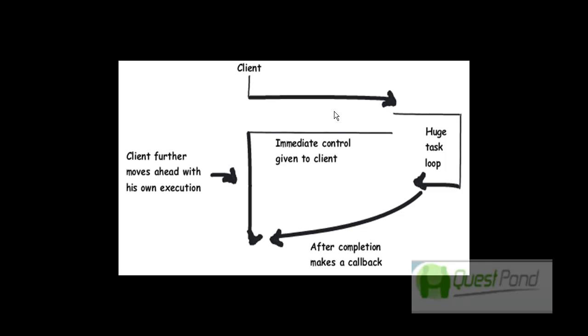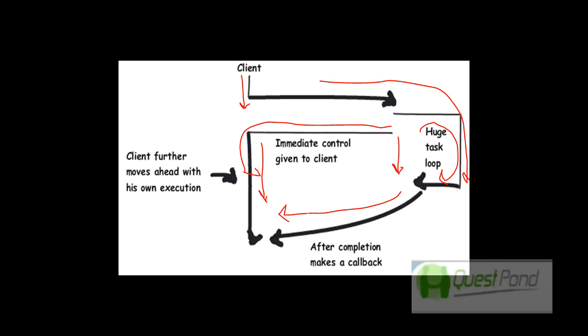Here's a simple example of how asynchronous calling looks. Here's a client, and this client makes a method call to a huge task loop. This is a simple method which has some kind of a huge task loop. What we want is that once the client calls this huge task loop, the control should immediately come back to the client, and the huge task loop will continue its operation, and the client will continue its operation. And once the huge task loop has completed, it will make a callback to the client saying that it is completed.